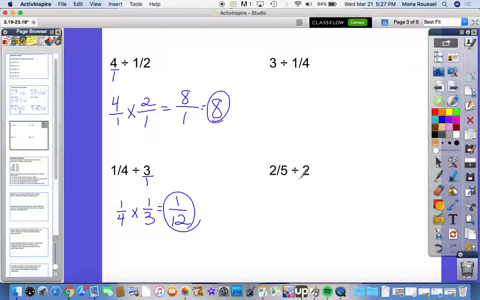We tried this when we have 2/5 divided by 2. Remember, we have to make the 2 into a fraction, so we make it into 2/1. We keep 2/5, we change division to multiplication, and we flip. We take the reciprocal of the second fraction. We notice in this problem we can cancel. The 2's can cancel out, they become 1's, and we get 1/5. 1/5 is not improper, and it cannot be reduced. So 1/5 would be the answer.